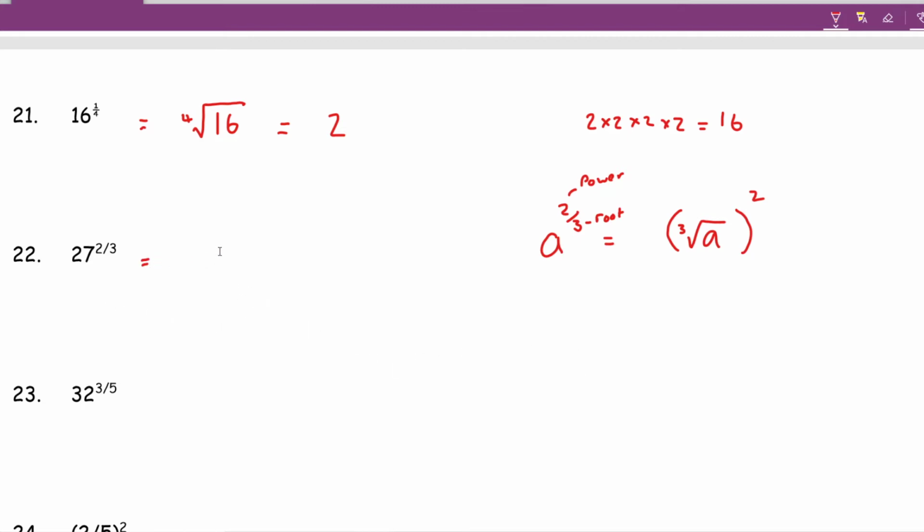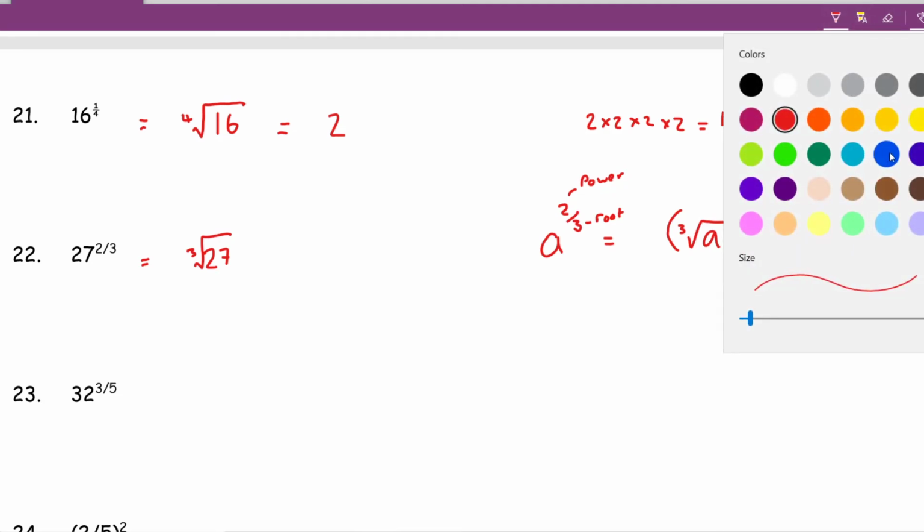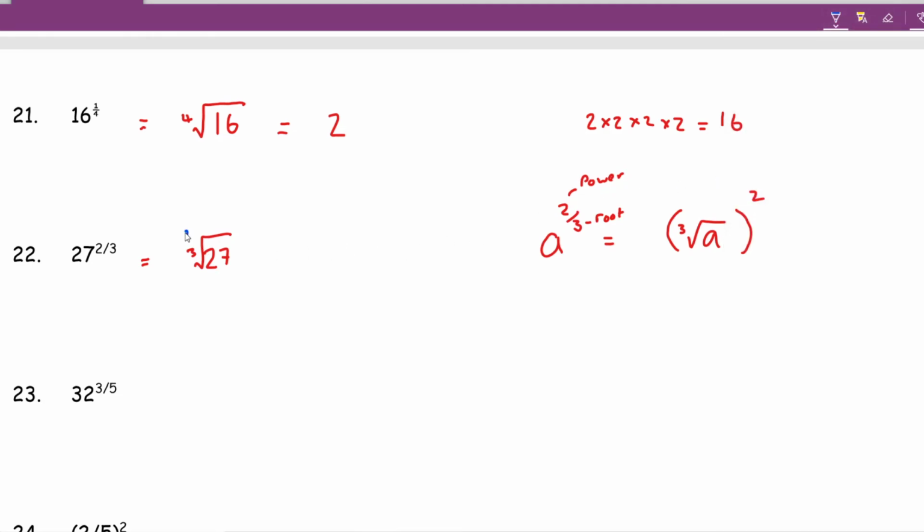So if I've got this, I'll do 27, cube root that, and then I square everything. This is the best way to do it. It's always best rooting it then squaring it to avoid massive numbers. So the cube root of 27 is 3, and 3 squared is equal to 9.